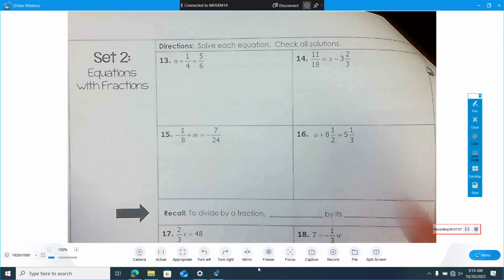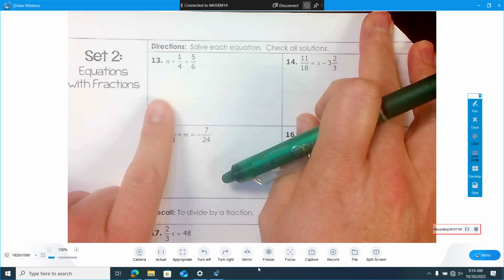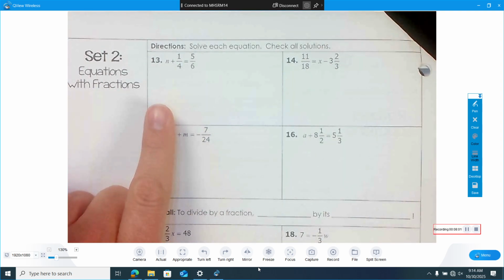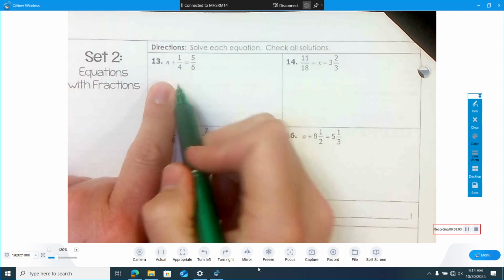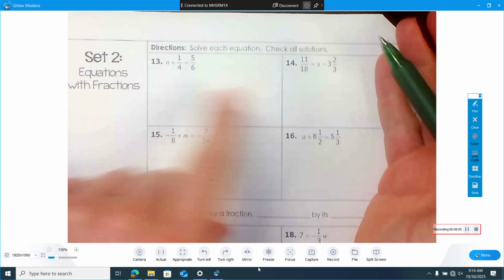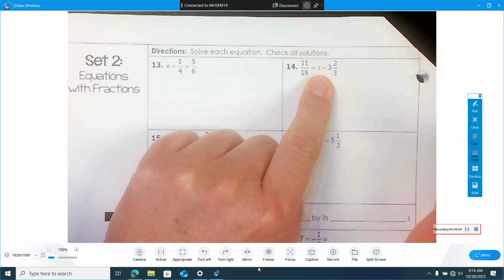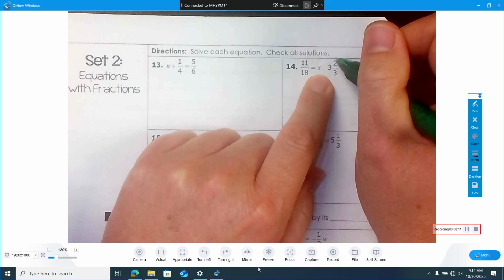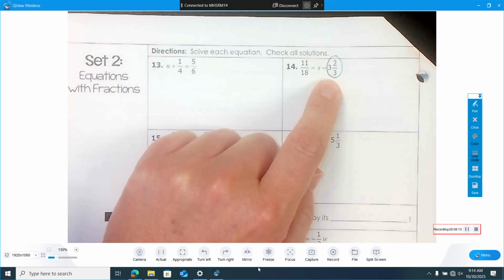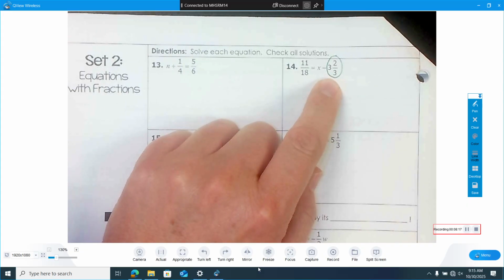We want to solve each equation and check solutions. We'll do that a little later. Let's do number 14. Number 14 has this guy. What's this guy called? A mixed number. Very good. Our calculators do not use mixed numbers. So what do you suppose we need to do with that?